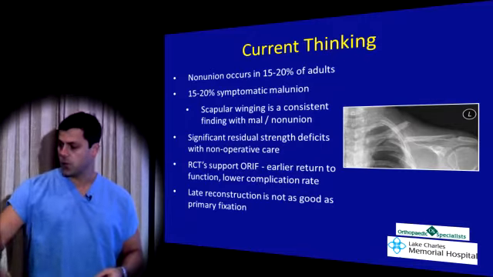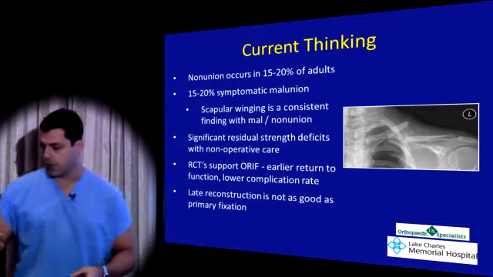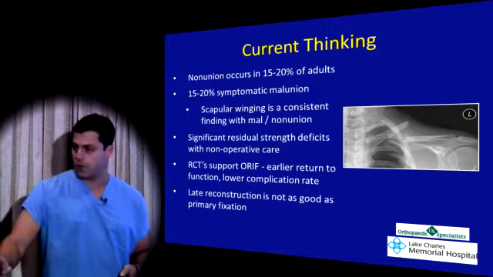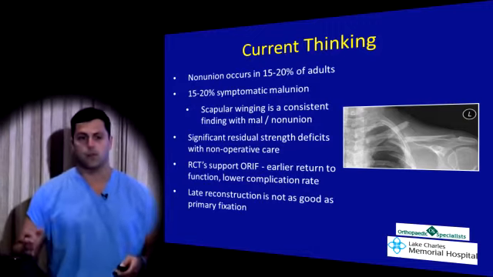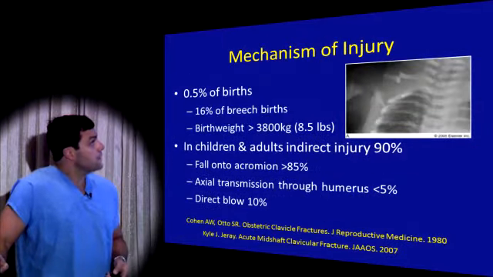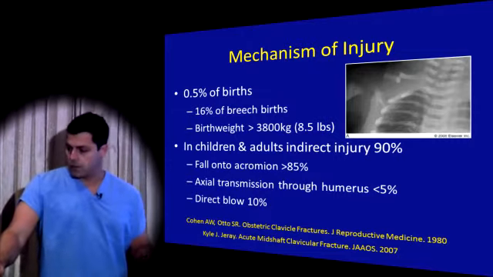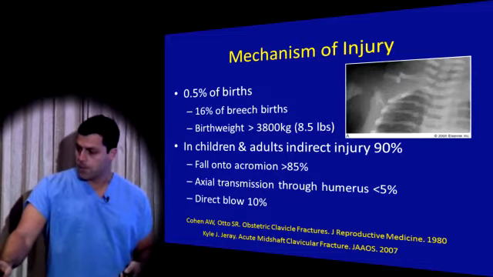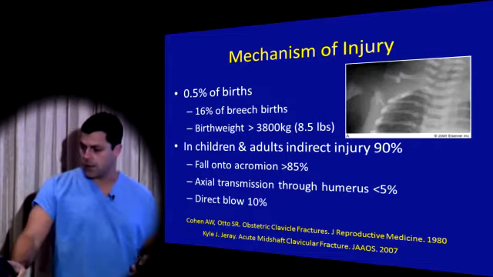Randomized controlled trials support ORIF fixation because of early return to function and lower complication rates. Late reconstruction is not nearly as good as primary fixation. So if you miss it and they heal or they don't heal, and then you go to fix it, they don't do as well as if you just fixed it initially. So the mechanisms of injuries: very young children don't need it fixed. Obviously, they heal pretty well and they're going to remodel. But as we get to adolescents and young adults and adults, that's different.